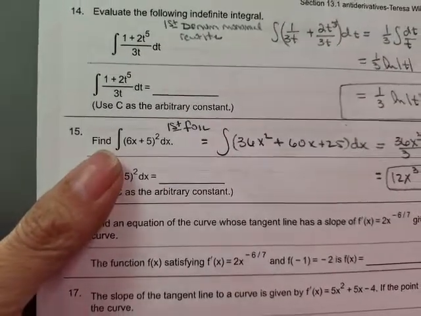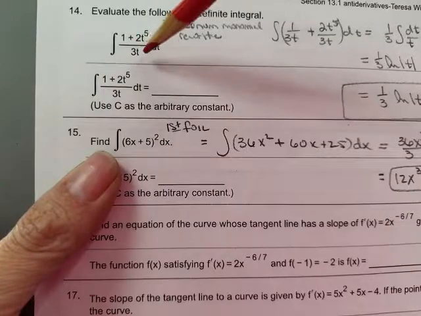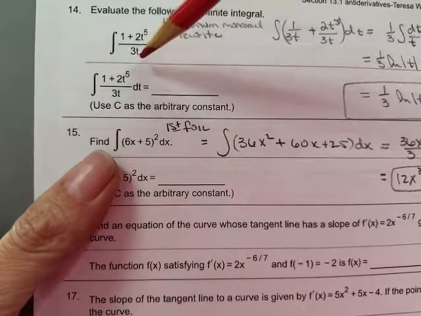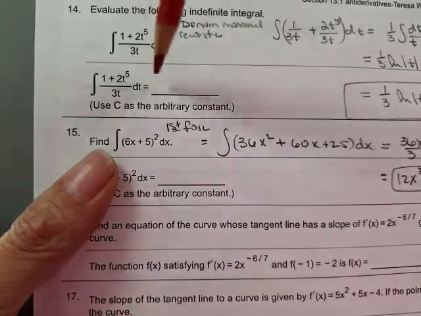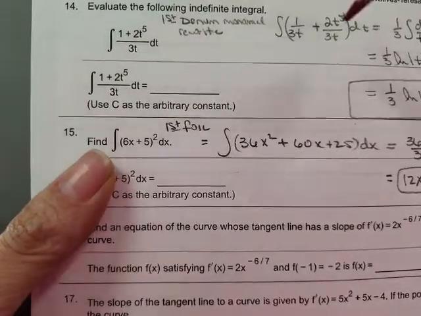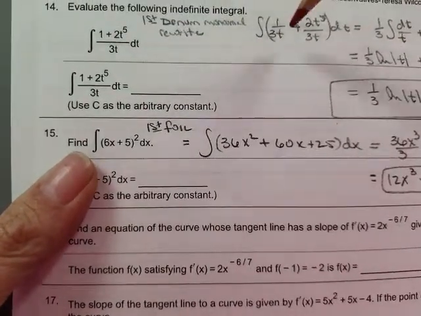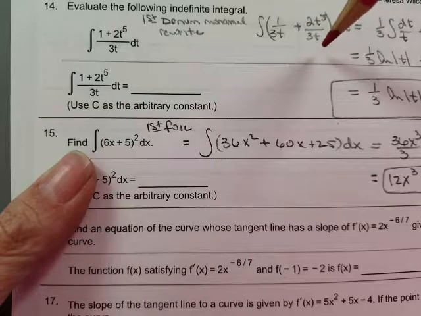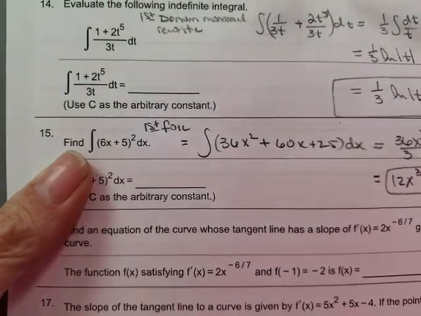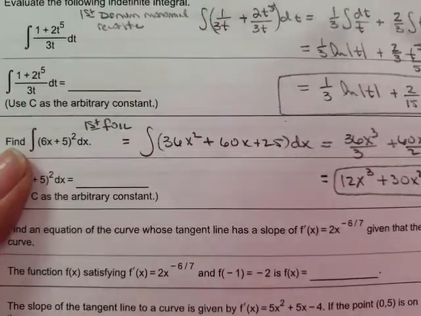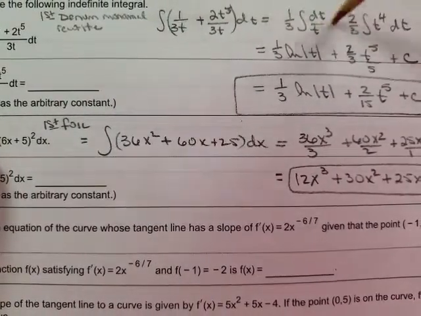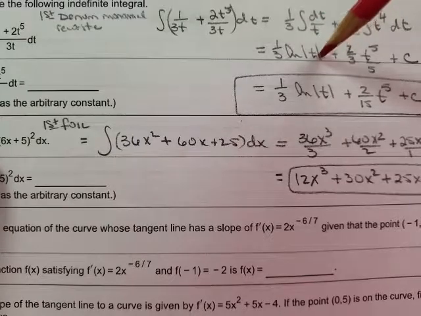Okay, so number 14. Now on number 14, okay, come on, I'm waiting for the camera to view. There it goes. We have a monomial in the denominator. And anytime you have a monomial in the denominator, it is best if you go ahead and divide that into each term separately. So that's what I've done here. I've written 1 over the 3t plus the 2t to the 5th over the 3t. In the first case, that becomes just 1 over 3, and then that's dt over t. That will integrate to the natural log of t, written right there.